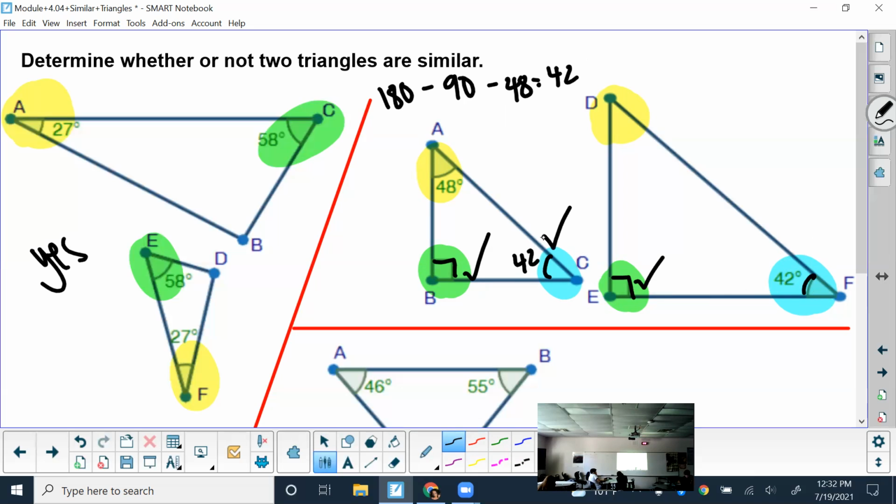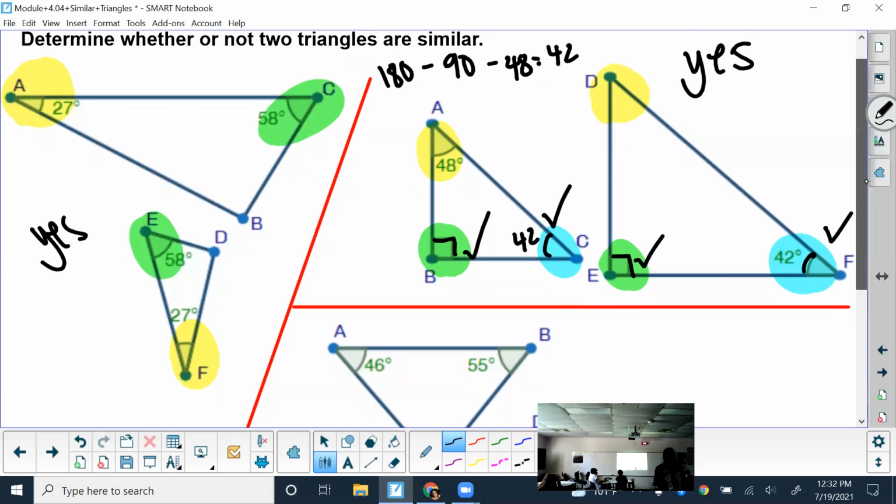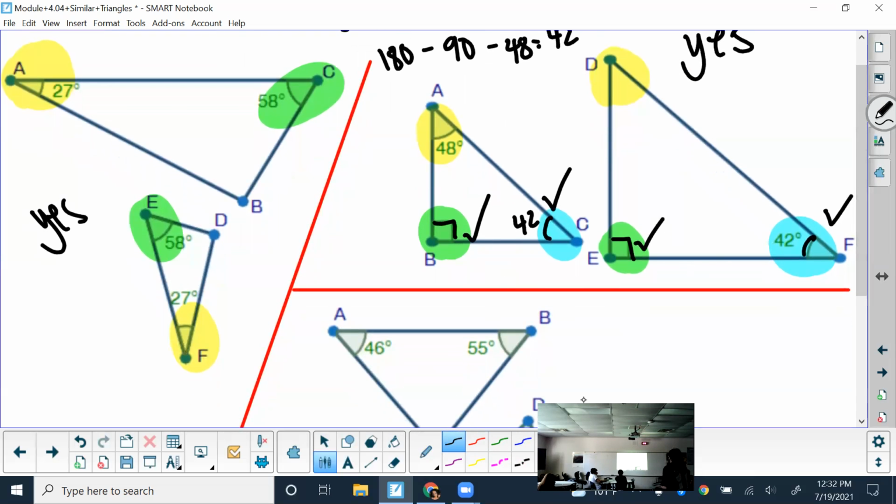So there we go. We have at least 2 corresponding angles that are congruent. I can solve for the other one, but I don't really have to, because I already have enough information with just those two to prove that they're similar. All right, take like 30 seconds, maybe a minute, and figure out if the bottom two are similar.